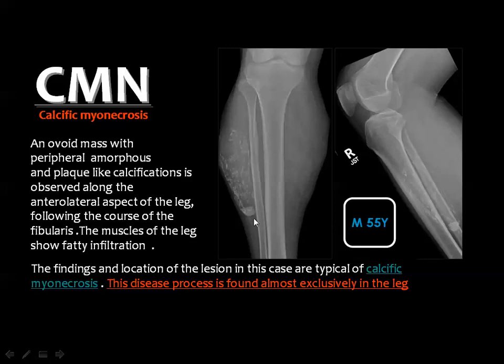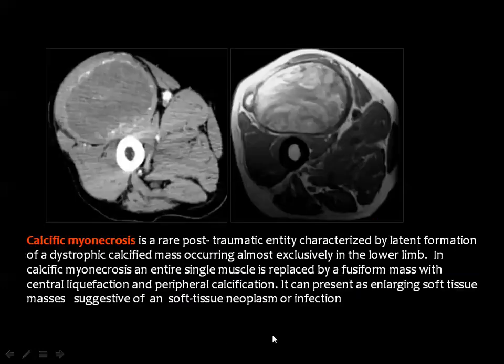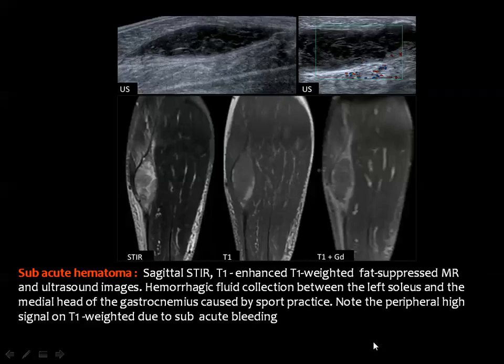Then this is, according to the literature, almost the typical location of calcific myonecrosis, where you can see this heterogeneous appearance of calcium in the leg. And this is by CT and by MRI. You see that the muscle in the anterior group of the thigh is affected by this hypodense mass with peripheral calcification, and this is the appearance of the mass in the T2 weighted image.